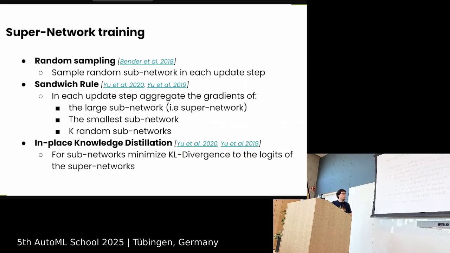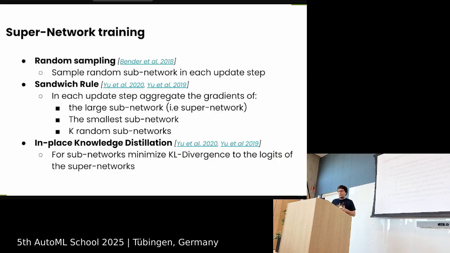Most notable, if you look it up in the literature, is the sandwich rule, where in each update step you not just sample one random subnetwork, you also sample the smallest subnetwork and the largest subnetwork in your search space, which is essentially the super network. For each of those networks, you compute the gradient and then you average them together. That means in each update step you do multiple forward passes and aggregate those gradients. So it adds a bit of overhead in your optimization process, but in practice it works much better than random sampling.